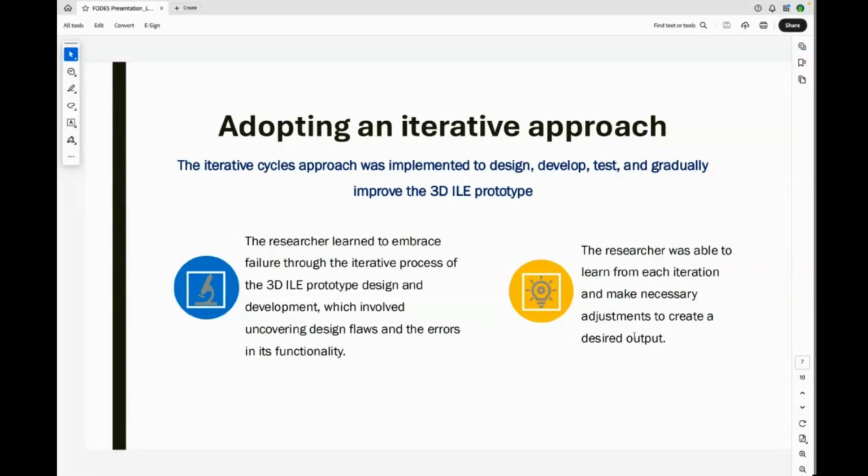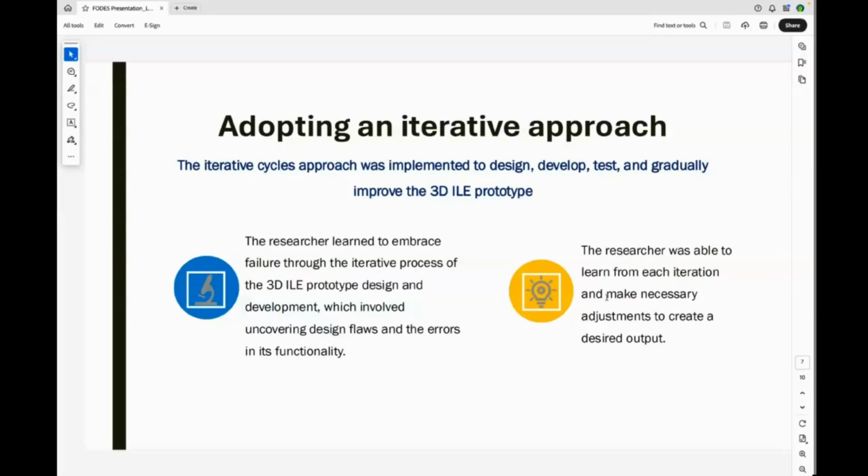And another lesson that I have learned is adopting an iterative approach, which is also one of the fundamental principles of design thinking. So I had iterative cycles of design, development, testing, and gradually improving my prototype. And what I have learned through this process is to embrace my failure, because with each cycle, I would uncover design flaws. There will be errors in its functionality that need to be fixed. And also with each iteration, there's a lesson that I have learned from it and making necessary adjustments.